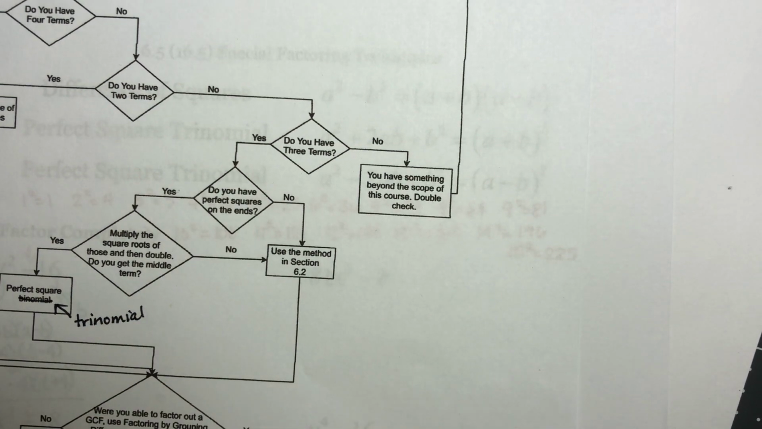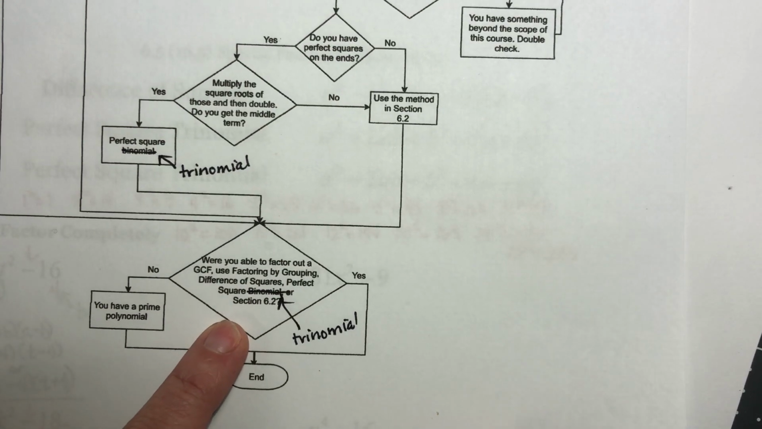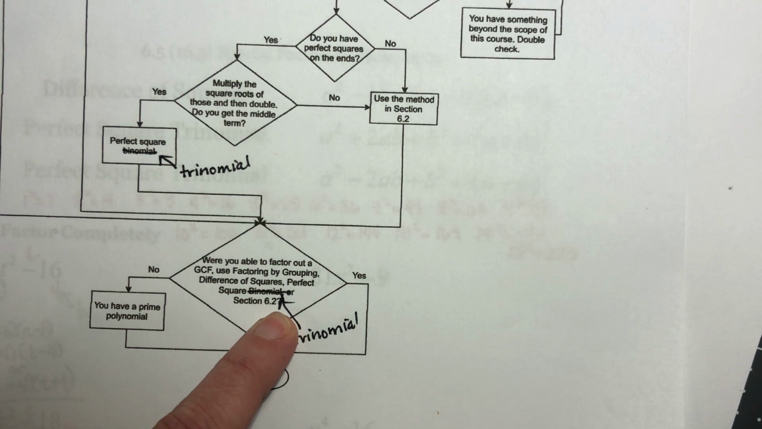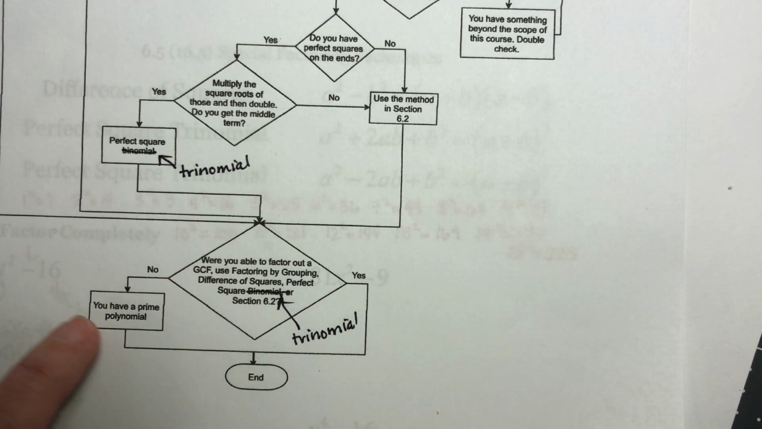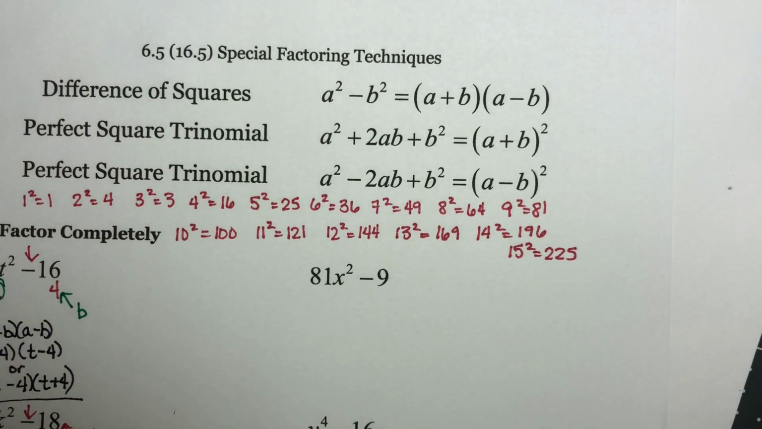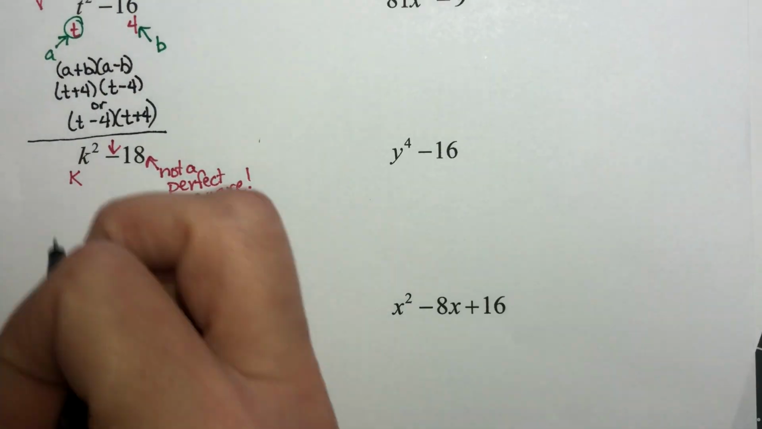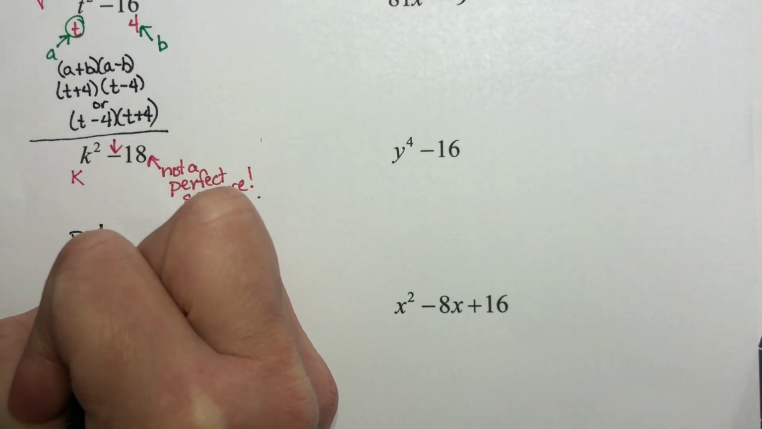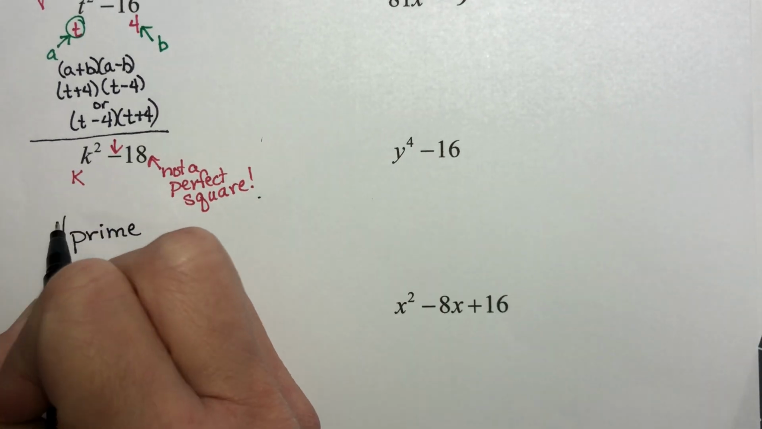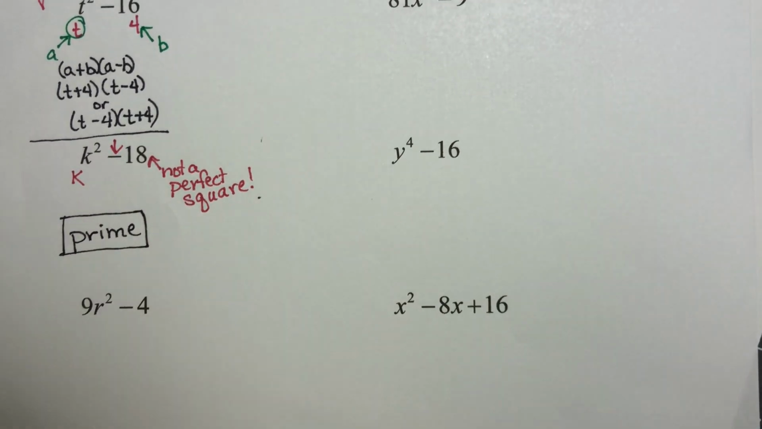Okay. Were we able to do that? No. And we also didn't do 6.2. Basically, we went through this whole chart and we weren't able to do anything. Since we were not able to do anything, we have a prime polynomial and then we are done. So this answer is prime. We weren't able to do any kind of factoring on it, so it is prime.